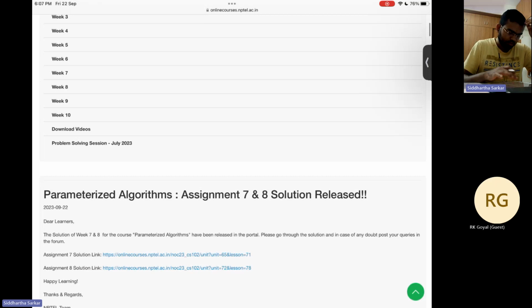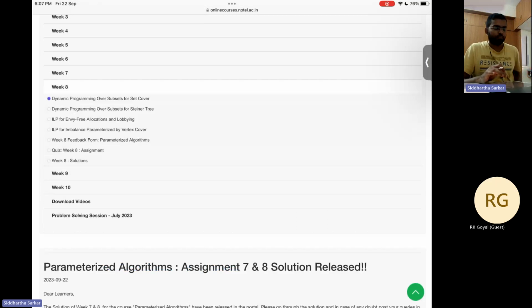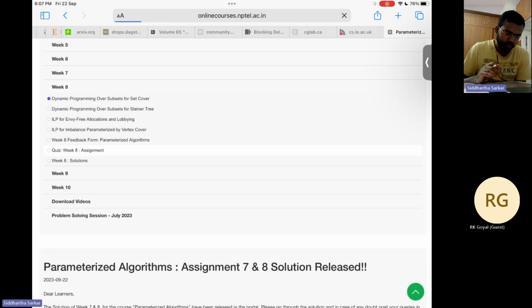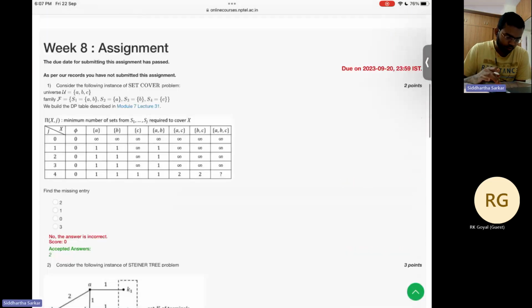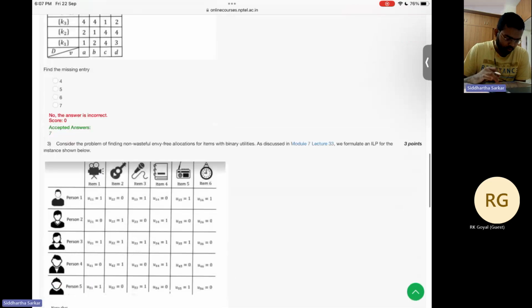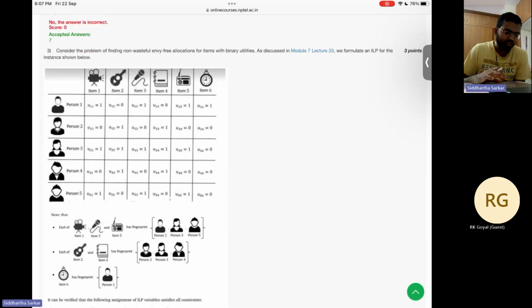So last time we discussed some questions from week 8, some sample questions. You remember that we discussed this question about non-wasteful envy-free resource allocation. I did not give you the explicit solution because the deadline was not over. Now that the deadline is over, we can look at the rest of the solution.